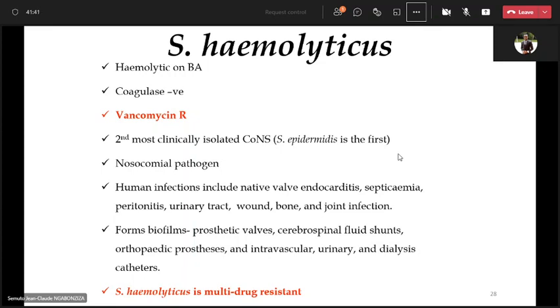And you have to combine many antibiotics to cure, or sometimes surgery to allow cure of the patient. The species is multi-drug resistant.